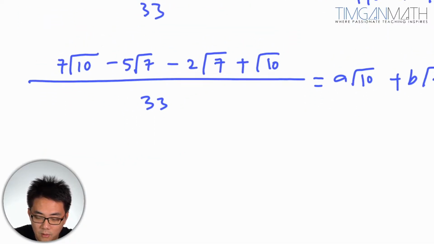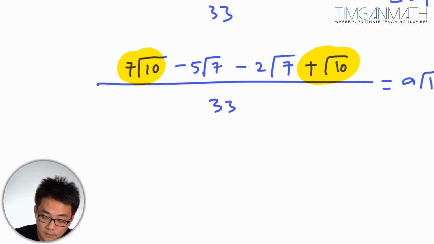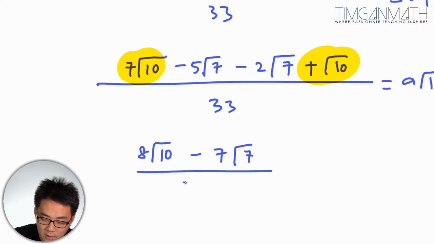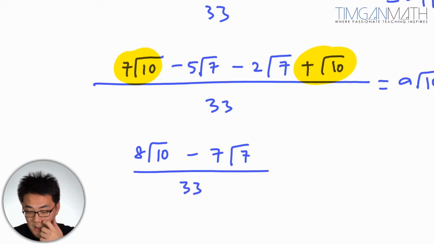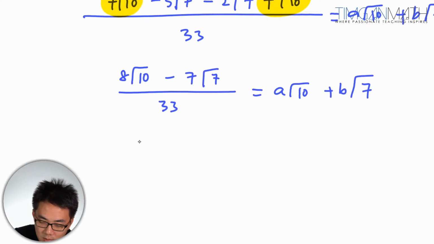Then same thing, what we do is just add them up. 7 root 10 plus 1 root 10 will be 8 root 10. So it is 8 root 10 minus 7 root 7 over 33, right? So in this case here, it will be 8 over 33 root 10 minus 7 over 33 root 7.